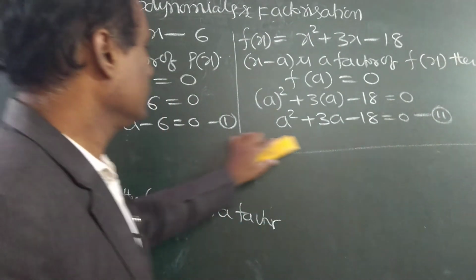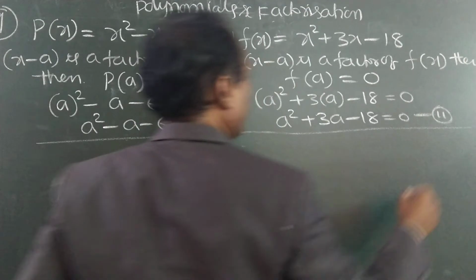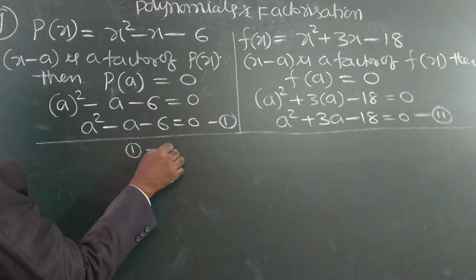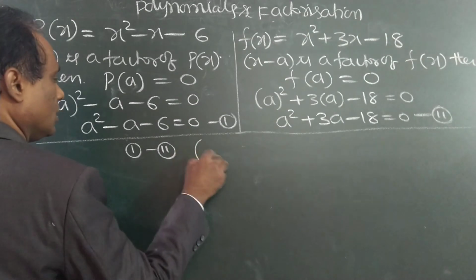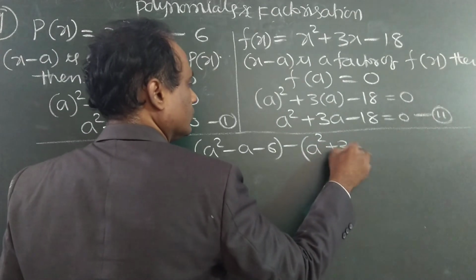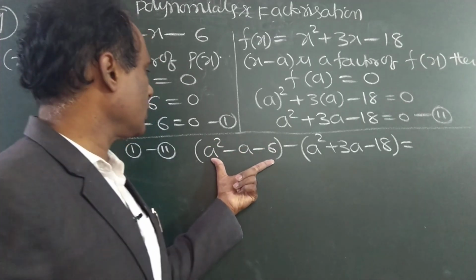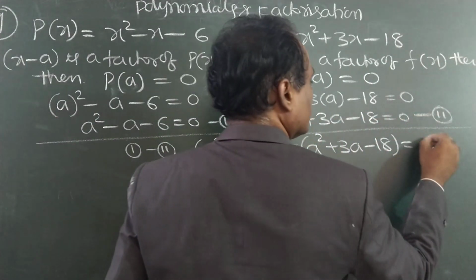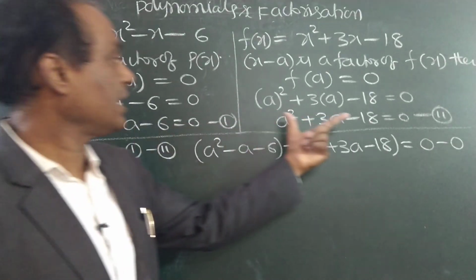So the question is find a value. After getting these two equations, see here. First equation minus second equation. First equation a square minus a minus 6, minus second equation. Right side 0 minus 0, right side 0 only. First equation minus second equation.